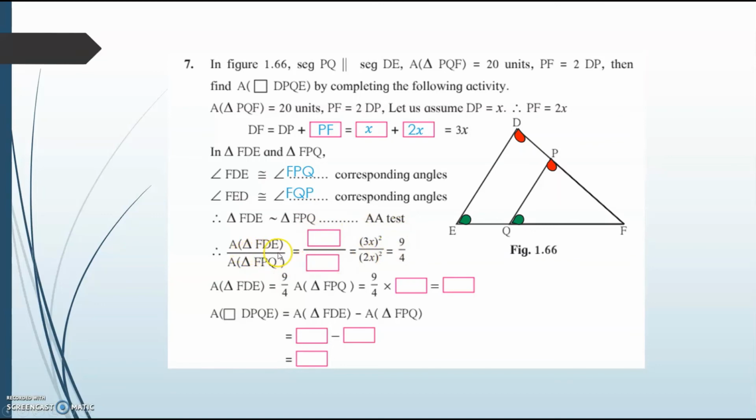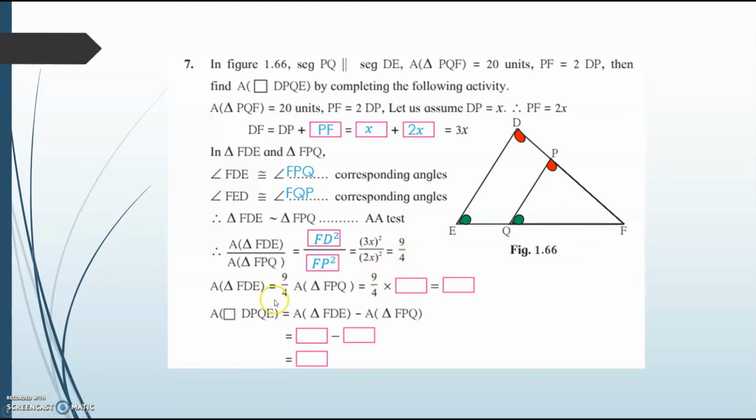So therefore, area of triangle FDE upon area of triangle FPQ, yes, we can apply theorem of areas of similar triangles. So that will be FD squared upon FP squared. For FD, we have got the value to be 3x, that is DF is 3x, and FP, we have got it to be 2x. And so 9x squared upon 4x squared. x squared and x squared will get cancelled, and that's how we get 9 upon 4.